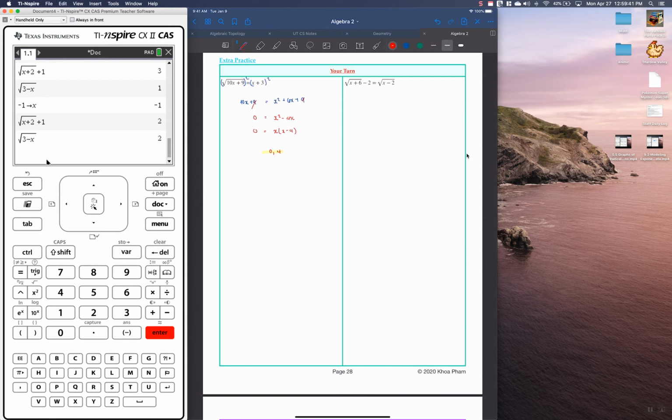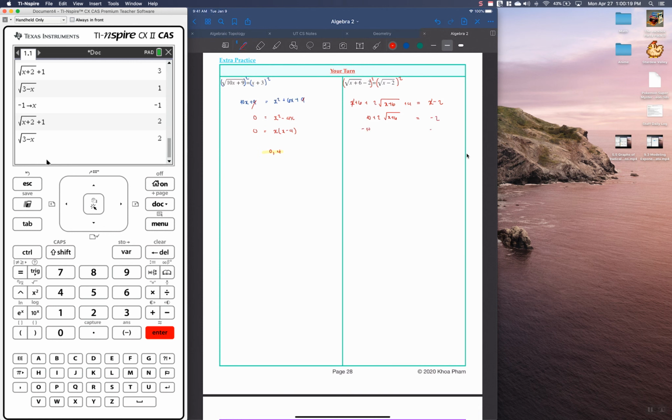Same song, different verse. This one's a lot harder, it looks like. You're going to square these two. So that gives you x plus 6 plus 2 times square root of x plus 6 minus 2 is equal to x minus 2. I'm sorry, plus 4. And so here, your x's are positive, so those are going to cancel out. You have 10 plus 2 square root of x plus 6 equals negative 2, and I bet you there's no answer.